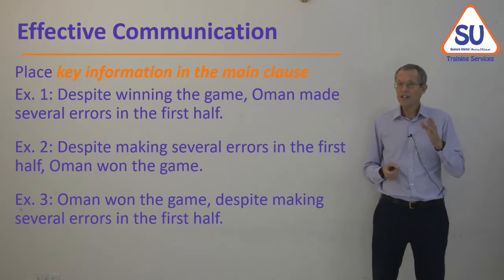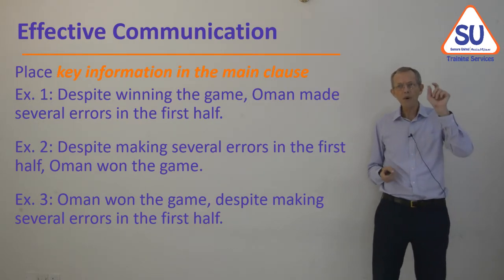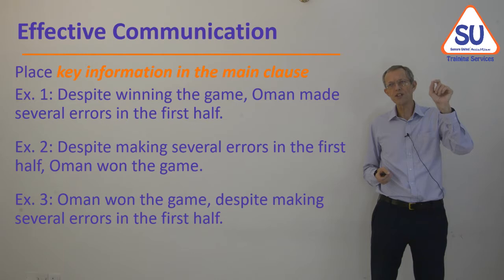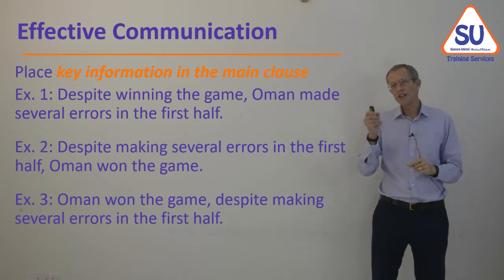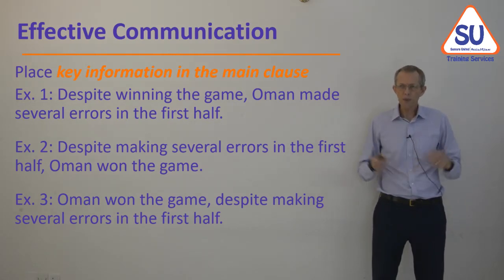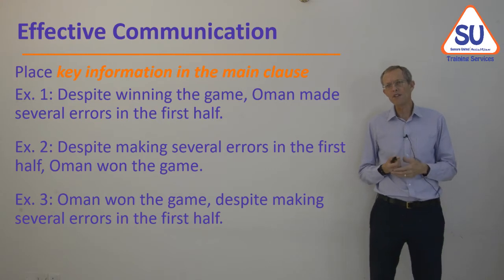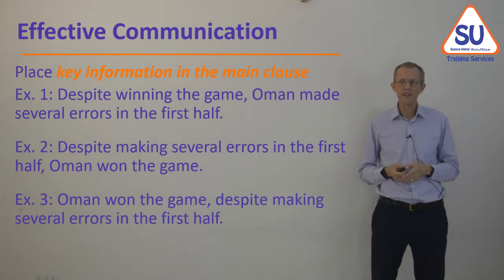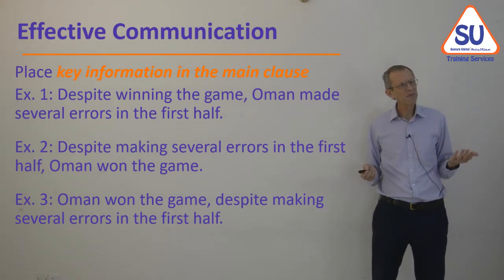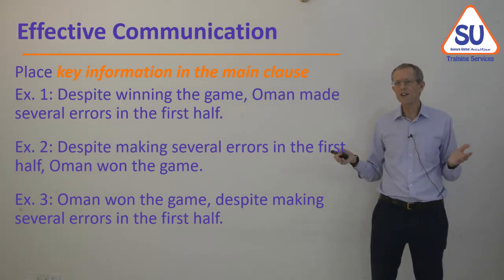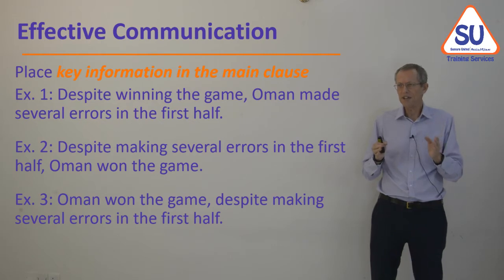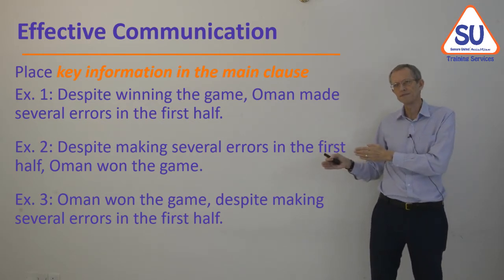Okay. So here's an example. Now, what we're going to do here is put the key information in the main clause. So example number 1. Despite winning the game, Oman made several errors in the first half. Despite winning the game, it's not being very positive, is it? And it's saying Oman made lots of errors. So the focus is really on Oman making errors.